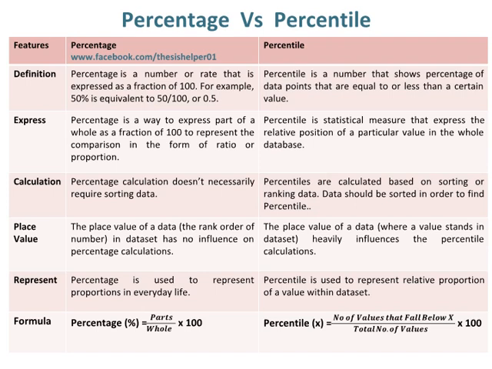The place value of a data, the rank order of a number in a dataset, has no influence on percentage calculations. Whereas the place value of a data, where a value stands in a dataset, heavily influences the percentile calculations. Percentage is used to represent proportions in everyday life, whereas percentile is used to represent the relative proportion of a value within a dataset. The formula of percentage is equal to parts divided by whole and then multiplied by 100.